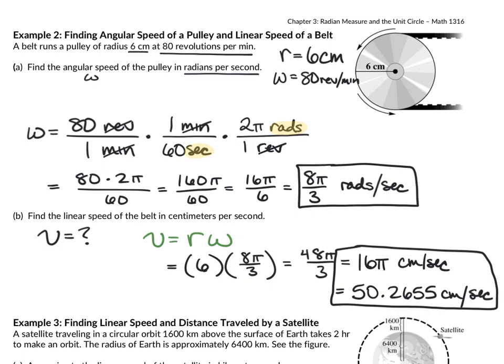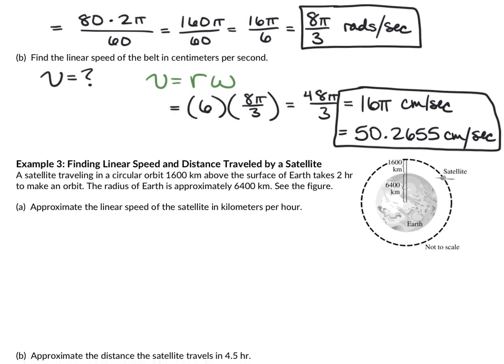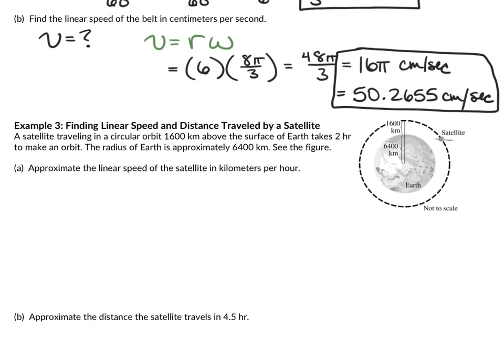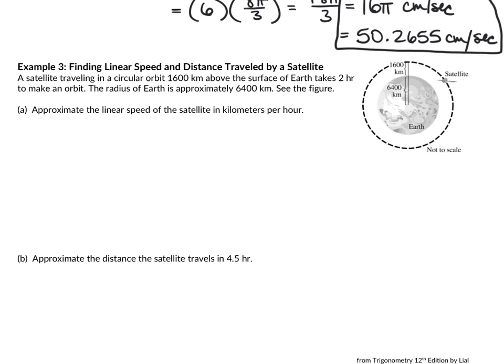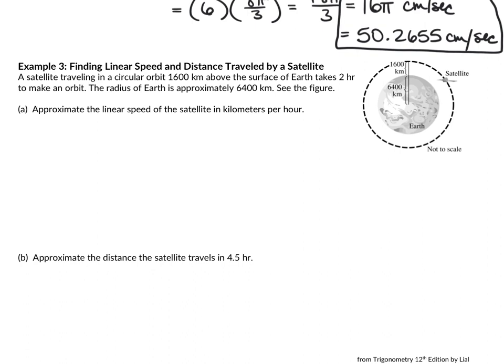Okay, last application in our notes for this unit. Example 3, finding linear speed and distance traveled by a satellite. A satellite is traveling in a circular orbit, 1,600 kilometers above the surface of the Earth. I said the wrong number earlier. It takes 2 hours to make an orbit. An orbit is a revolution. The radius of the Earth is approximately 6,400 kilometers. So in my picture, that's what's happening here. We're going to approximate the linear speed of the satellite in kilometers per hour.